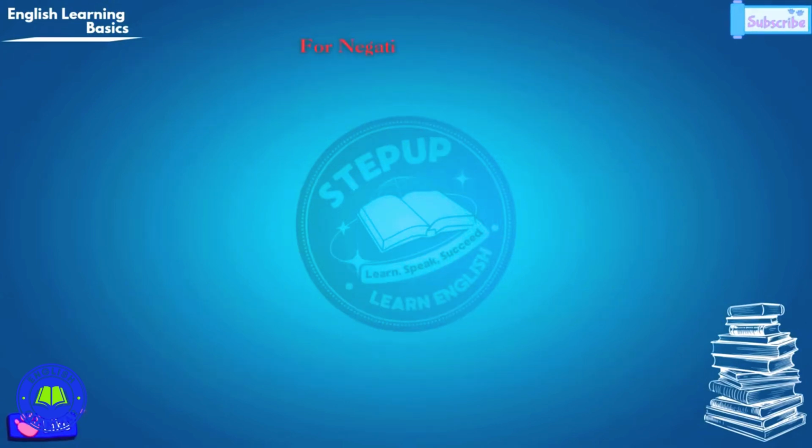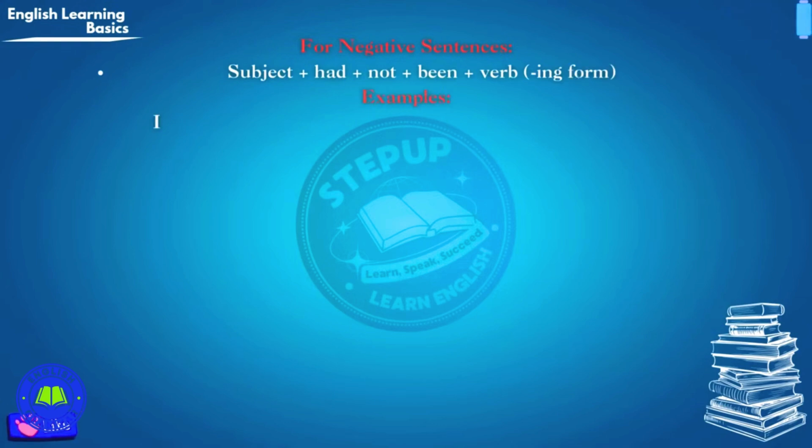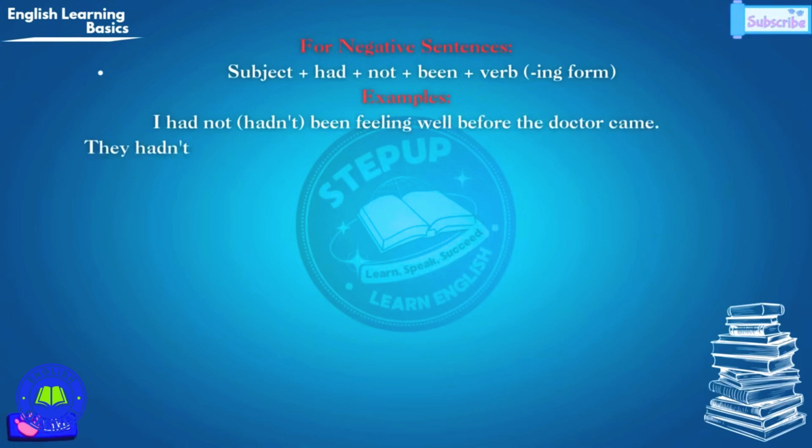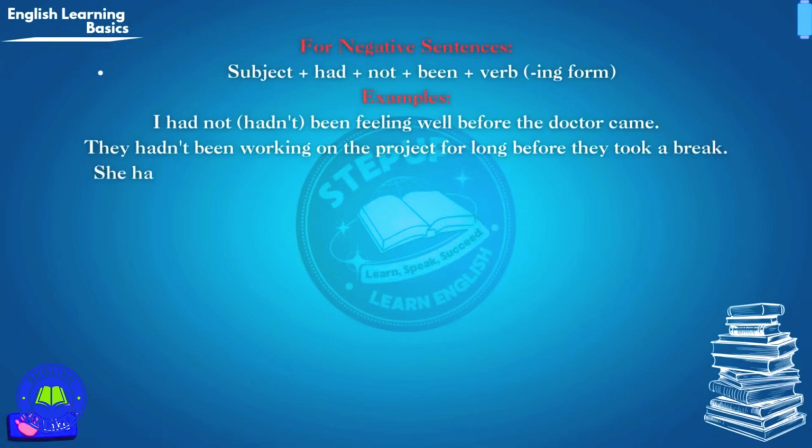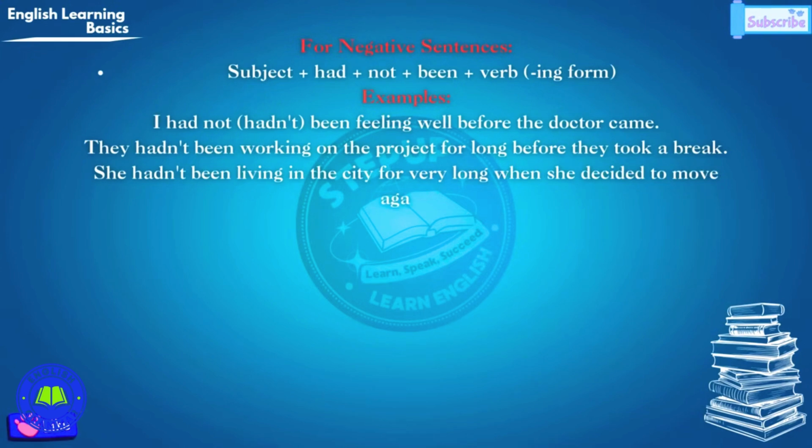For negative sentences: subject plus had plus not plus been plus verb, ing form. Examples: I had not, hadn't, been feeling well before the doctor came. They hadn't been working on the project for long before they took a break. She hadn't been living in the city for very long when she decided to move again. We hadn't been practicing enough before the game, so we lost.